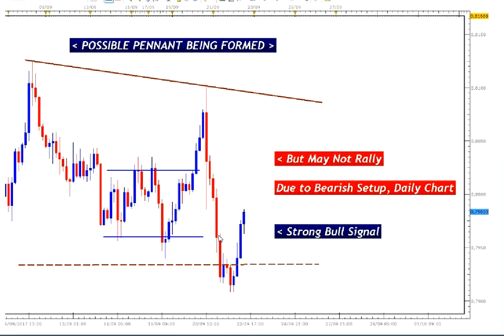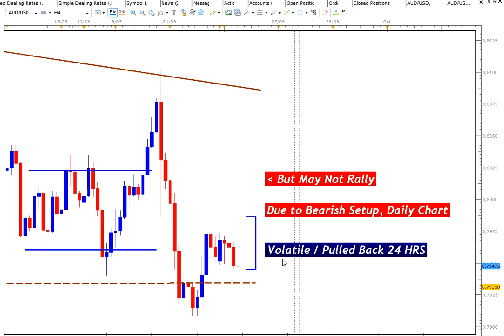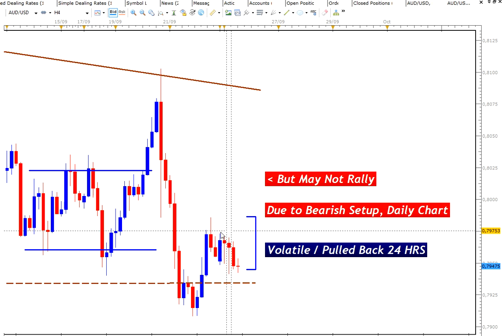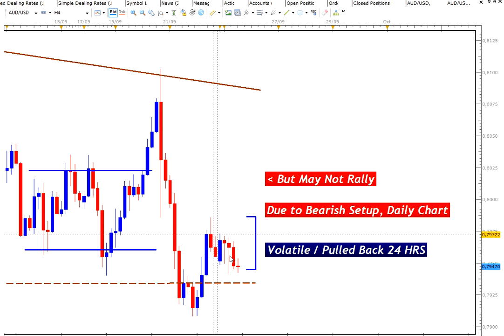So many persons would have been tempted to open up long positions following the close of this signal, but as I stated here, the market was unlikely to rally because of the bearish setup on the daily chart, so therefore opening up a long position here would have been risky. So this is why it is no surprise that after 24 hours, the market became volatile and pulled back instead of rallying in response to this bullish signal.